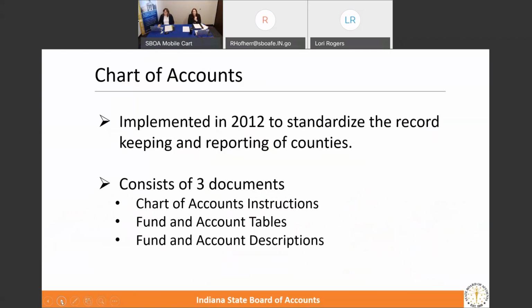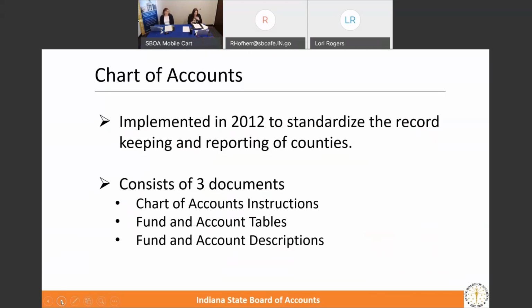So the chart of accounts was implemented in 2012. Obviously, this was done to standardize the record keeping across the state for all counties. This was done at the time Gateway was being put together, so that if the chart of account numbers flow through to Gateway, it makes it easier for when you go to report. If you go to the Auditors page of our website and scroll down a little bit, you're going to see chart of accounts. And I will show you that here in just a sec.